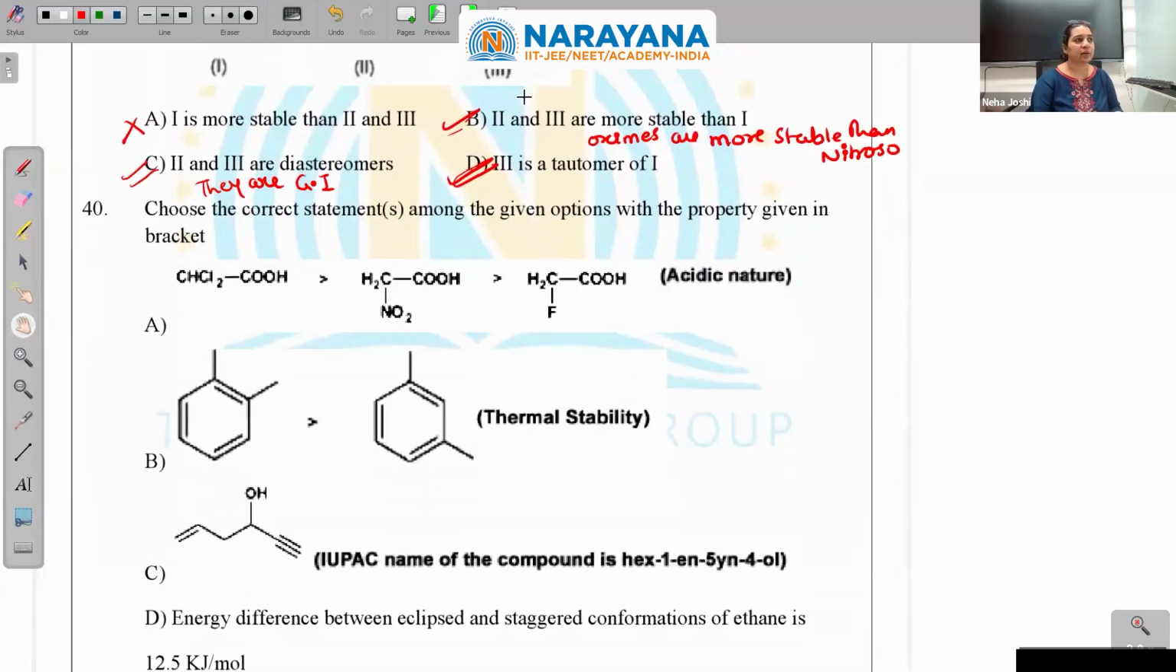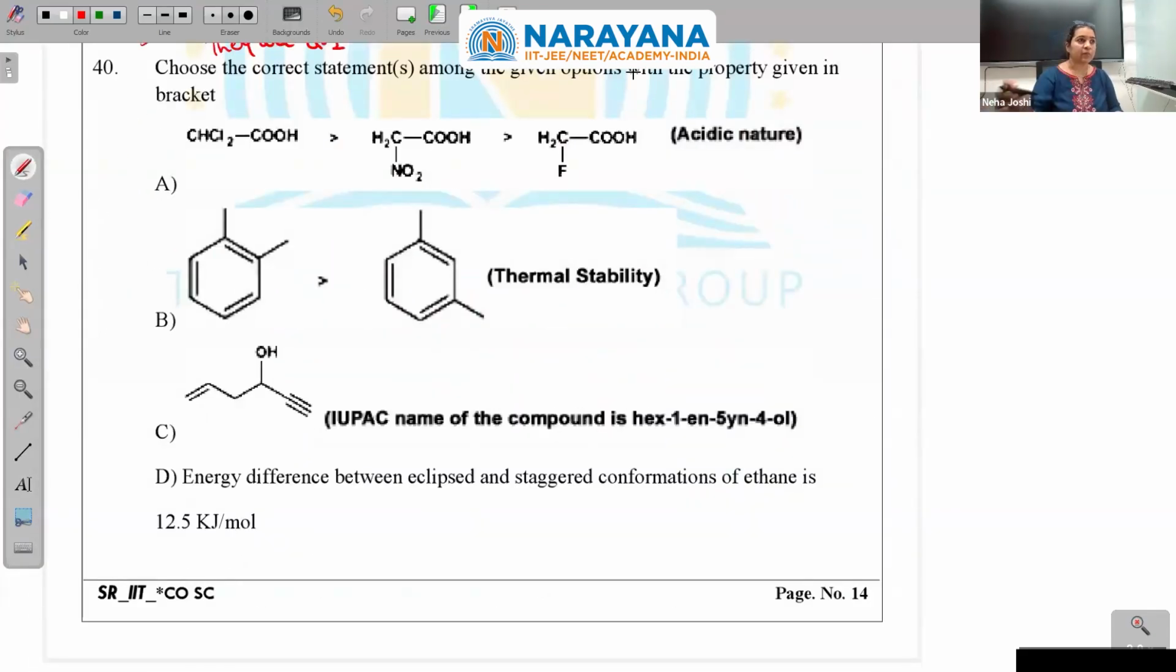Choose the correct statement among the given options with the property given in bracket. 2 chlorine, 1 nitro, 1 fluorine. Right? So definitely this is correct. For more acidic nature, more number of chlorine, number will dominate over power. And when number is same, then power is dominating. Thermal stability of this, no, that is wrong. The correct choice is meta is observed to be more thermally stable.